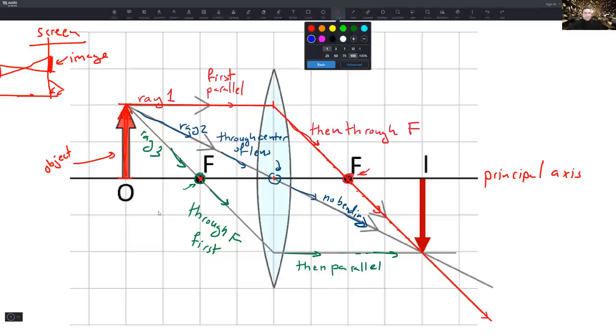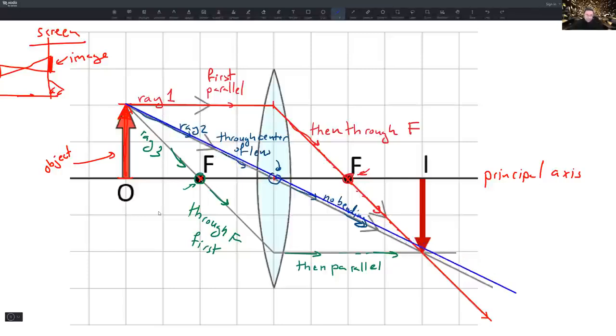The second ray is a ray that comes from the top of the object as well. It comes from here, from the top of this object, and it passes through the center of the lens. That's the point in the middle here, and you continue straight. It doesn't bend. Any light ray that passes through the center doesn't bend. So we found the image. Like if you haven't noticed, here is where the top of the image will be.